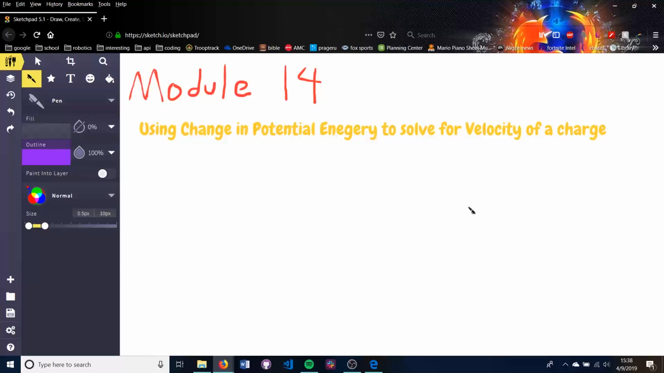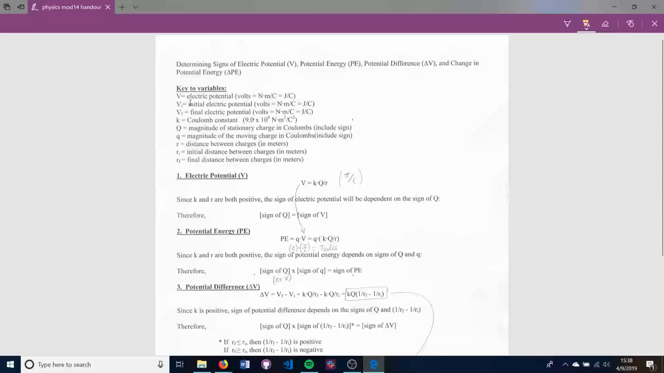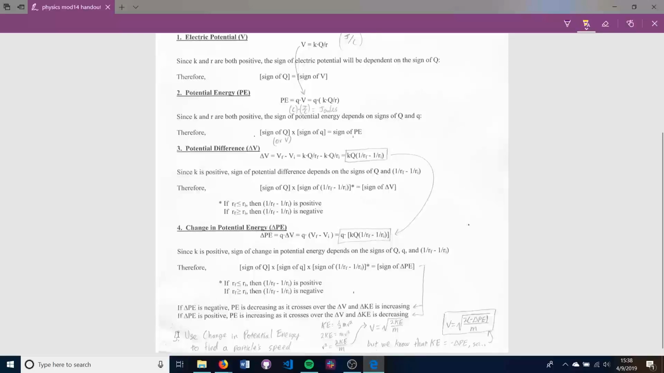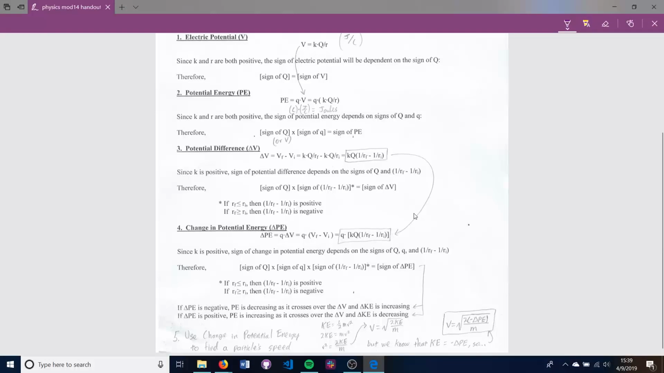So I'm just briefly going to go over a little derivation that I came up with, and I'm going to be referring to the sheet that Laskowski handed out Tuesday, April 9th in class. It's a little variable sheet here. In it, we have all the variables and then different equations, and I added number 5 at the bottom. We can use the change in potential energy to find a particle's speed, and I came up with this equation right here. I'm going to show you how I derived that, and then leave a little copy of this sheet for you to download as a PDF. So let's get started.